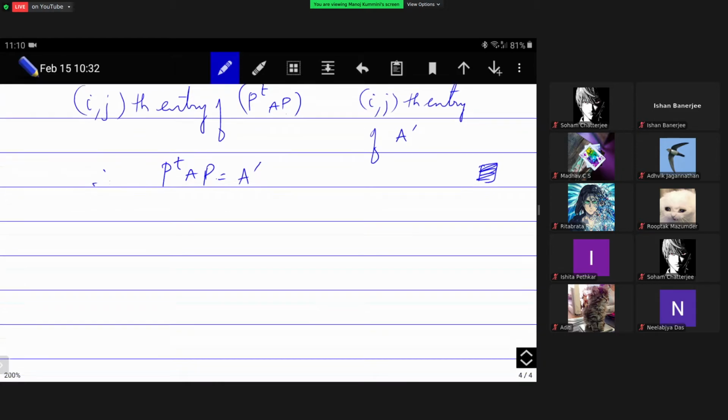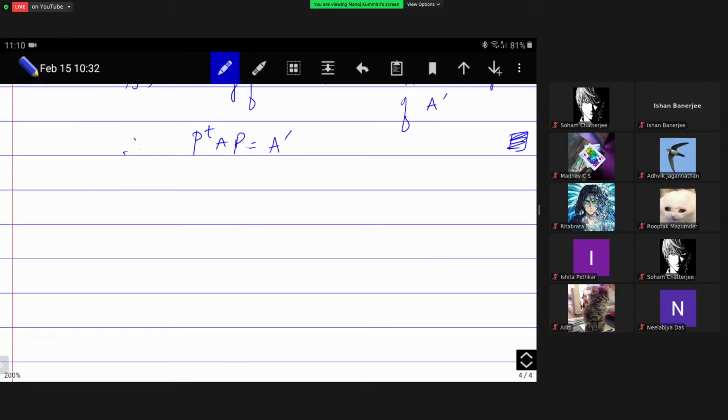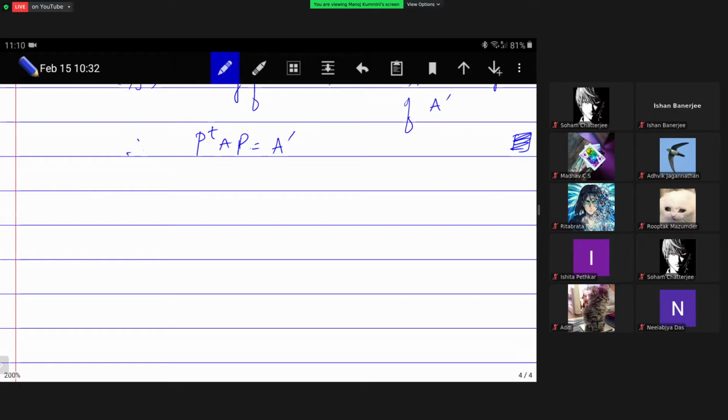So a corollary of this is that if P is an invertible matrix, then A and P transpose AP represent the same bilinear form in the two different bases, the bases that are connected by P. Could you repeat the corollary? I was not going to write it, but now that you ask.